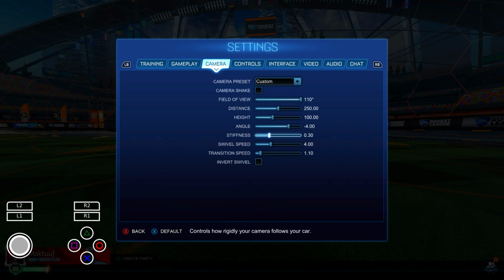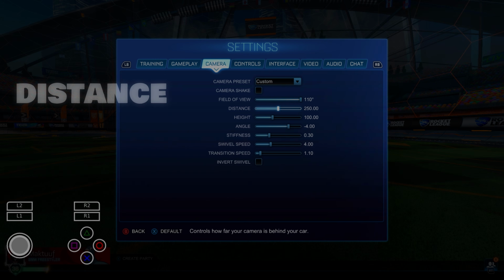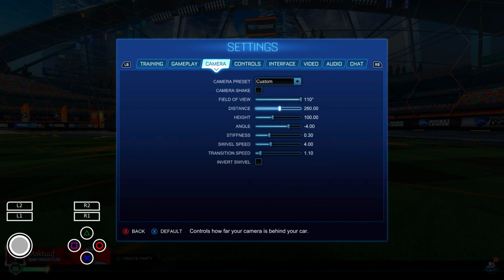And then there are two settings. So the first setting is the distance. And the distance is really just how far away the camera is. Usually people have around 260, 280. That's usually what I see people use whenever I'm coaching. 300, that's very rare, but usually around those values.